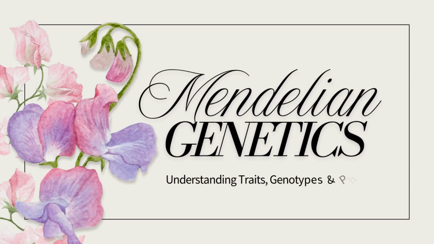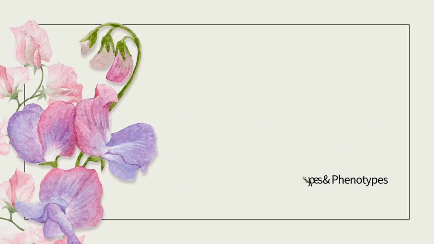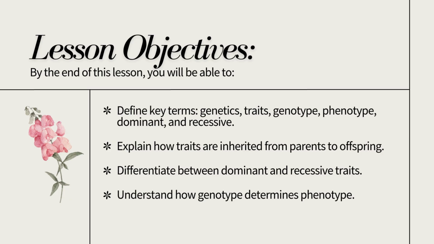Mendelian genetics, understanding traits, genotypes, and phenotypes. So, in this lesson, we will learn the definitions of genetics, traits, genotype, phenotype, dominant, and recessive, and explain how traits are inherited from parents to offspring and differentiate between dominant and recessive traits. Understand how genotype determines phenotype.